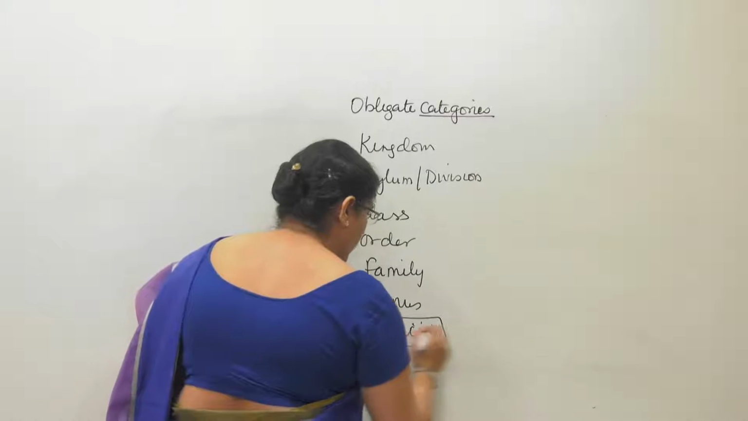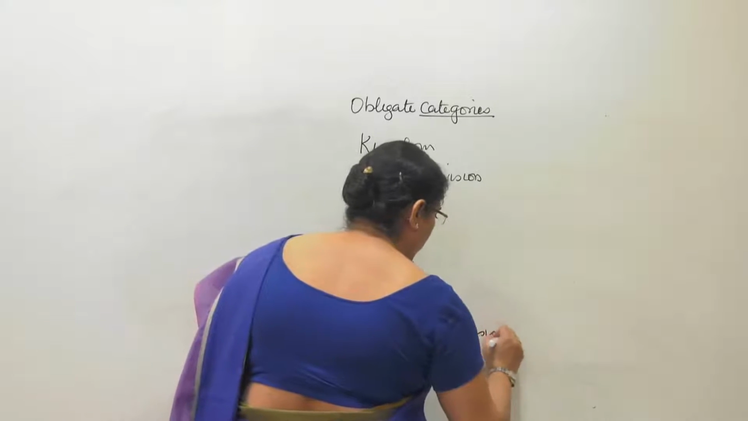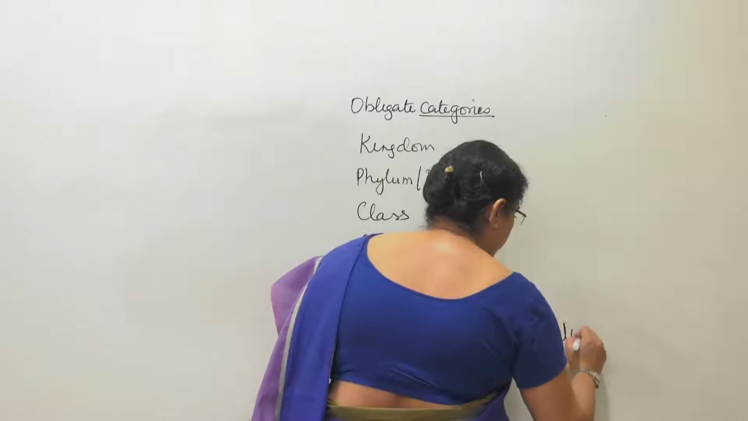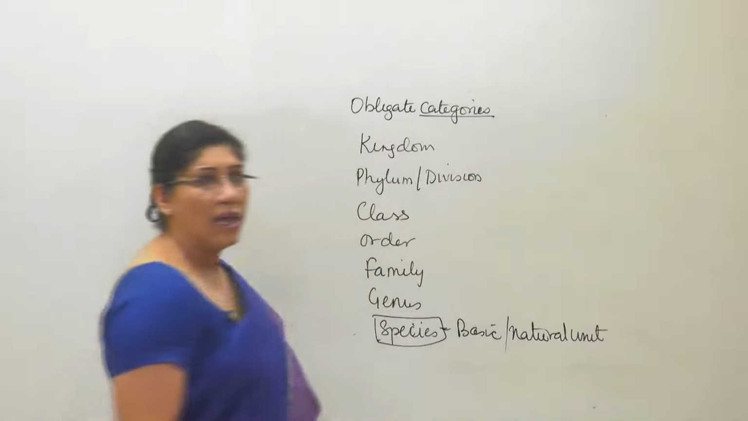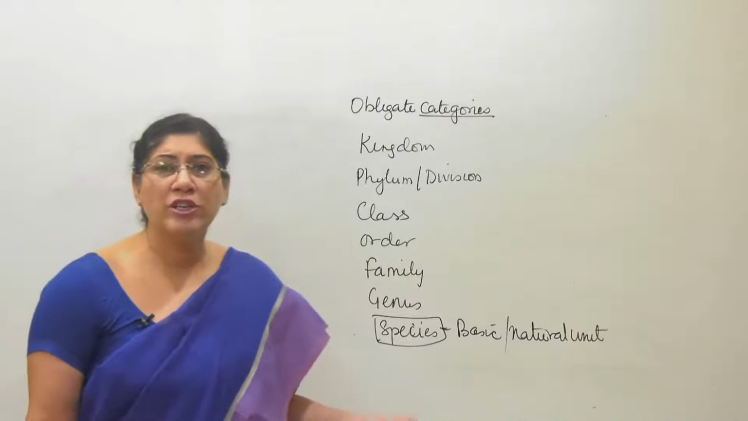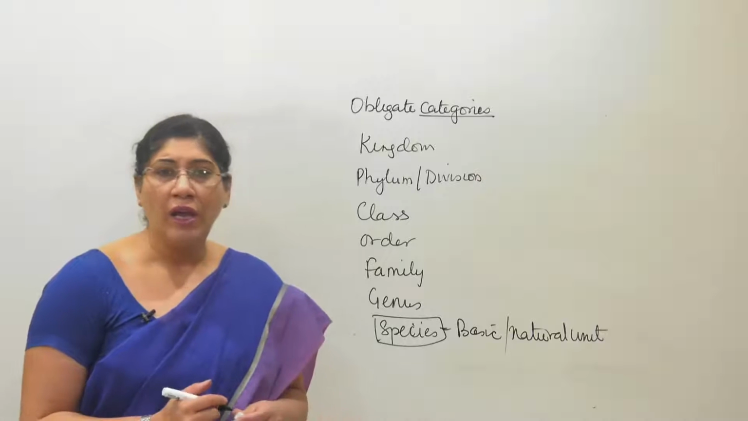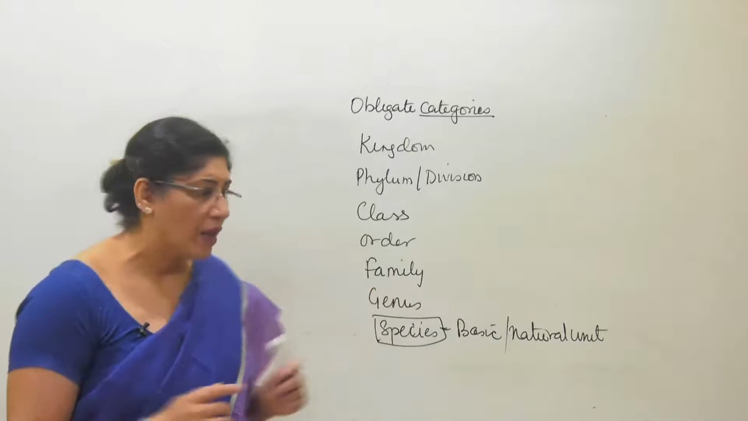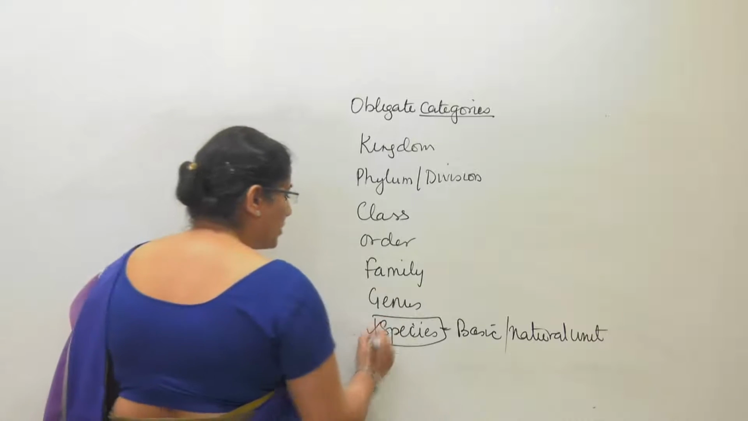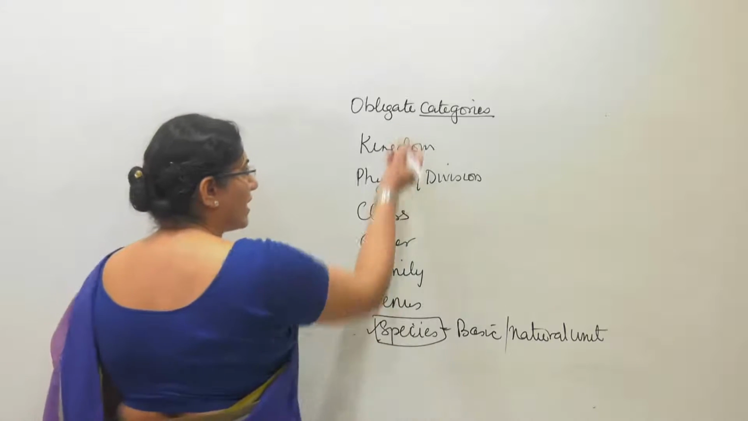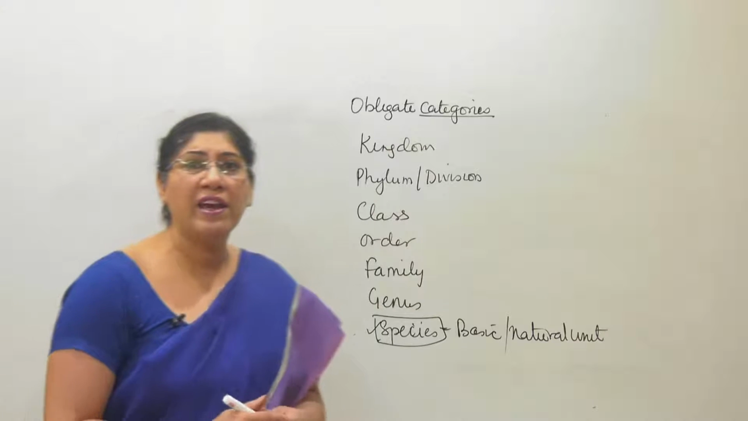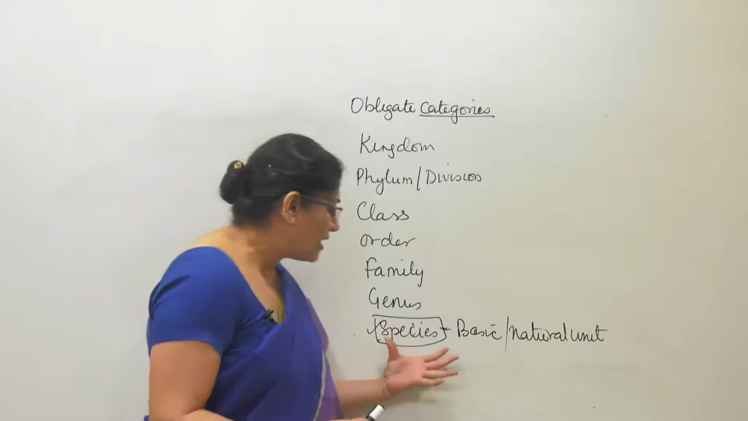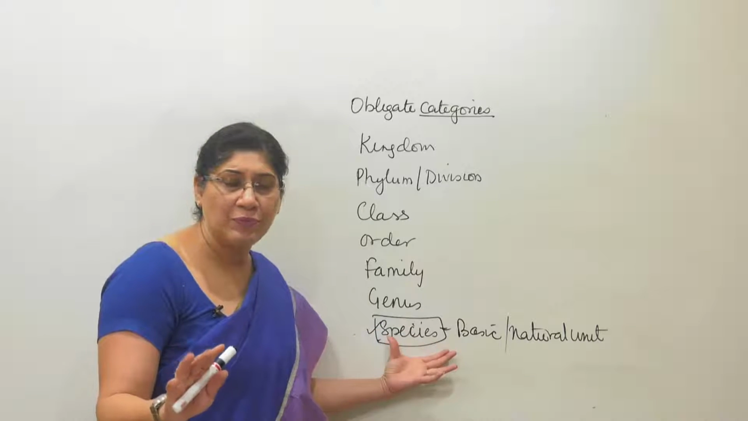Species is what is considered as the basic or natural unit. The reason is that in nature, species actually exist. The animals don't know their genus and their family and their order, no. In nature what exists is species. So what are these categories? We have just aggregated species.